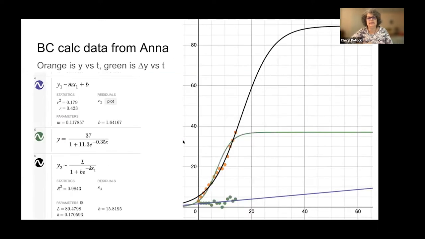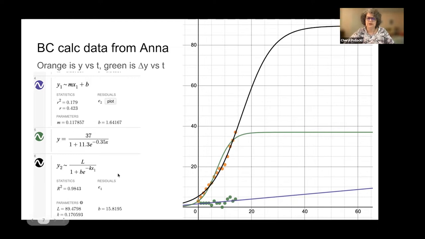So this is Anna's. And Anna's, I included hers of all the different ones because it showed a couple things. So first of all, her orange data is Y versus T. And in her case, her data set reached its carrying capacity and stopped. So when she was trying to calculate her model, the green one is her calculated model, she knew the carrying capacity was 37. So she put that in there and then she calculated her K and her B value. And so she came up with this.